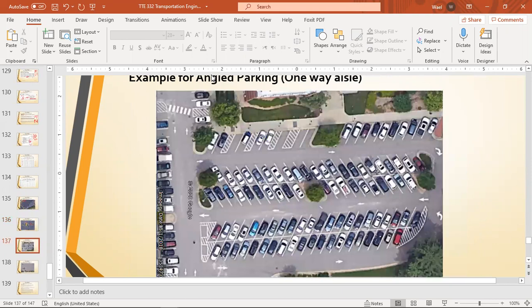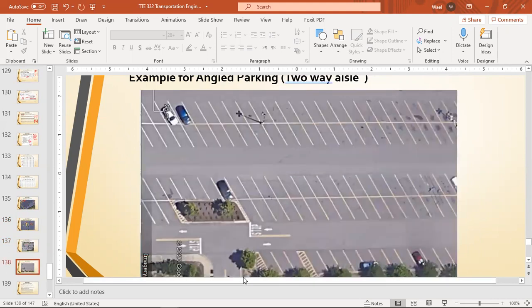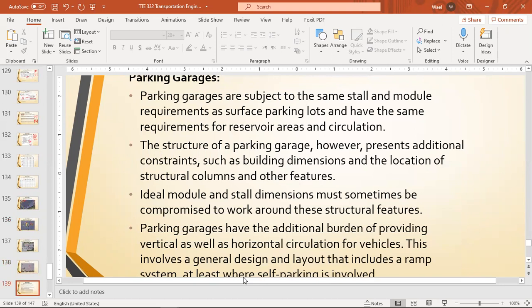This is another example. This is a one-directional aisle, this is a one-directional aisle, this is a one-directional aisle. Okay, this is another example for a two-directional aisle, and this is angled parking, and this is a two-directional aisle also. Okay, so that was for parking lots.